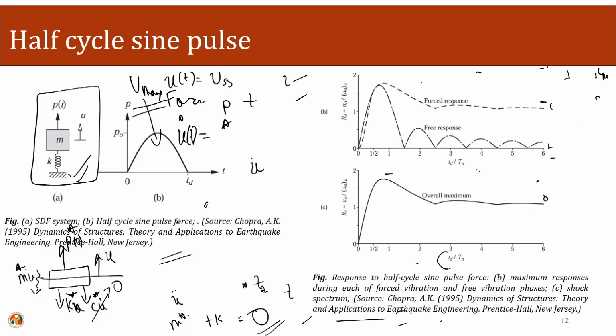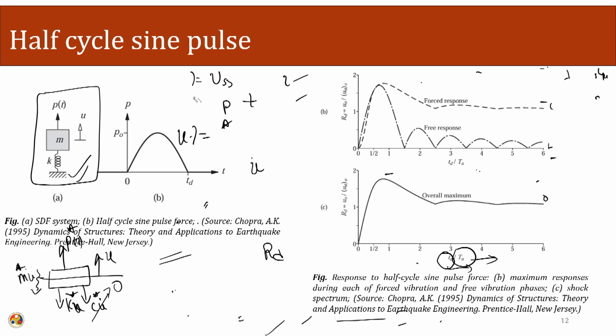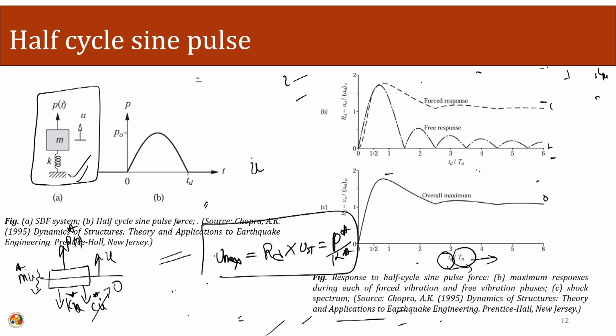So what we need to do is that we will have the time of loading of the system, we will have the frequency of the system, and we will calculate the response factor of a single degree of freedom system subjected to a half sine pulse loading. Then we will multiply with the U static quantity. U static will be given by the equivalent force divided by the equivalent stiffness, and this will give me the U max directly. So we can use these curves directly in order to calculate the response of a single degree of freedom system to a half sine pulse.